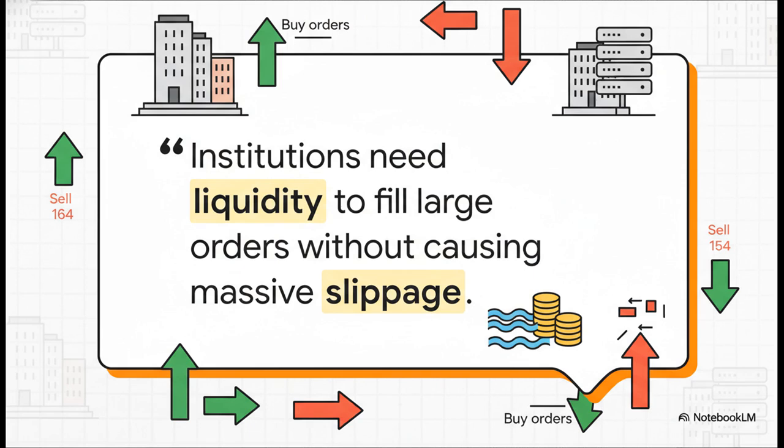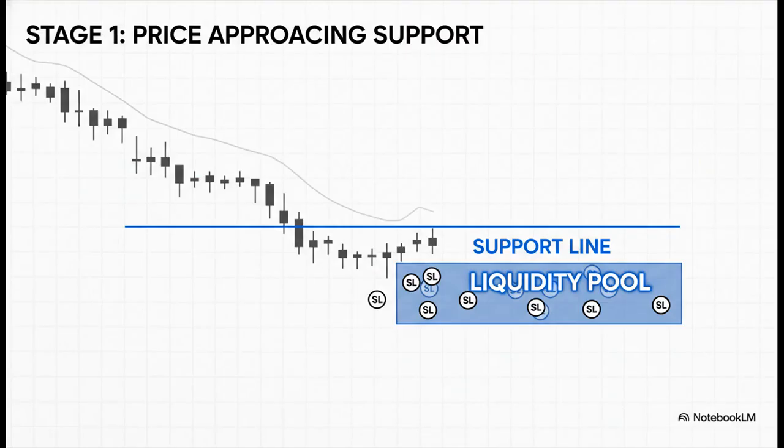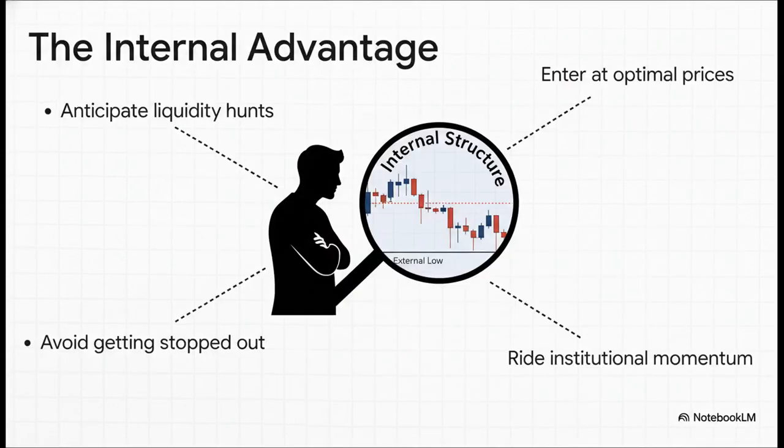That's called slippage. They can't just click buy. They need a huge amount of people willing to sell to them. Now, where can they find a giant, predictable pool of sell orders? Yep, you guessed it. It's all those stop-loss orders sitting right below that safe external low. So they will deliberately engineer price to push through that level. They hunt the stops. This triggers a flood of automated selling, which gives them all the liquidity they need to fill their massive buy orders at a fantastic price right before they reverse the market and leave everyone else holding the bag.